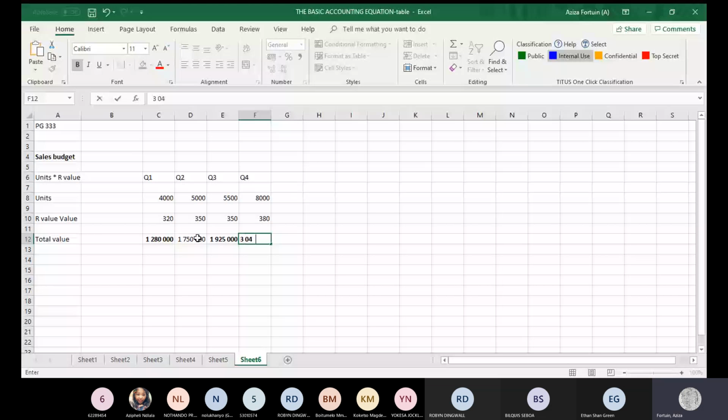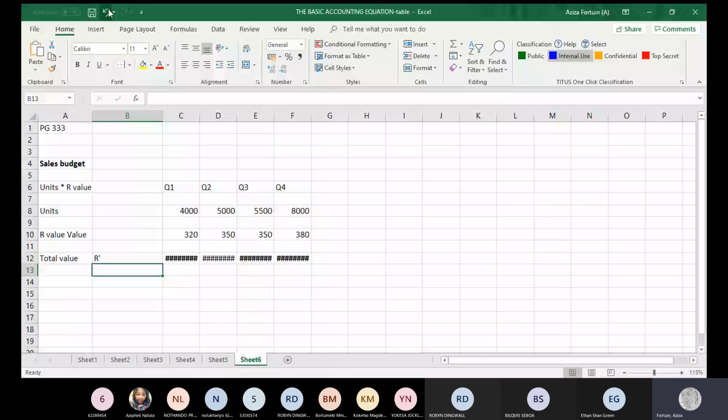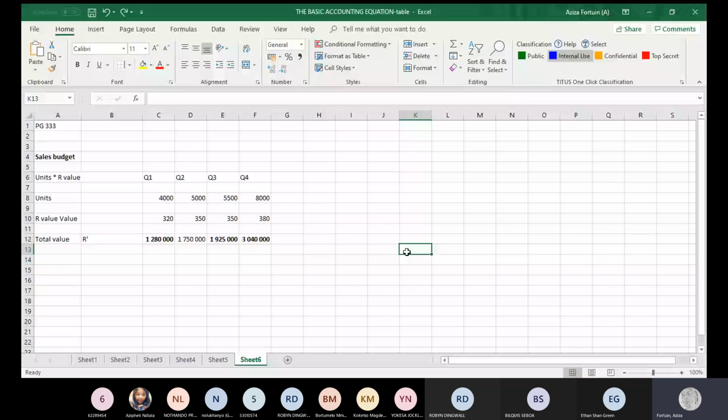That you can put the Rand value like that so that you know it's a Rand. Like that. Okay, but you're writing multiple choice. So basically, that is the value of our sales budget. So now we're going to have to calculate our production budget.